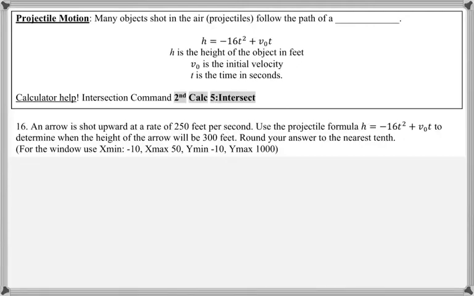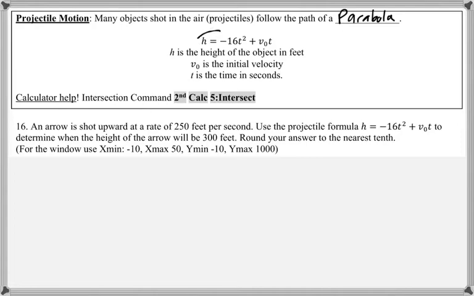Our last section is on projectile motion. So many objects that are shot through the air, and these are called projectiles, follow the path of a parabola. This is really why it's in this section, because the parabola is the graph of a quadratic function.